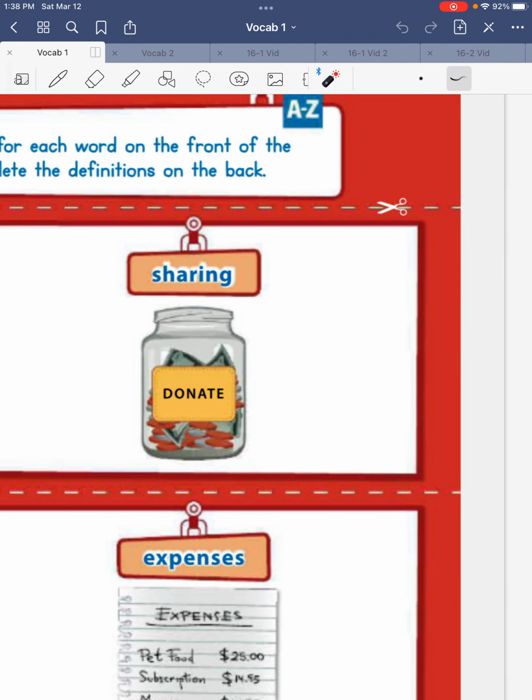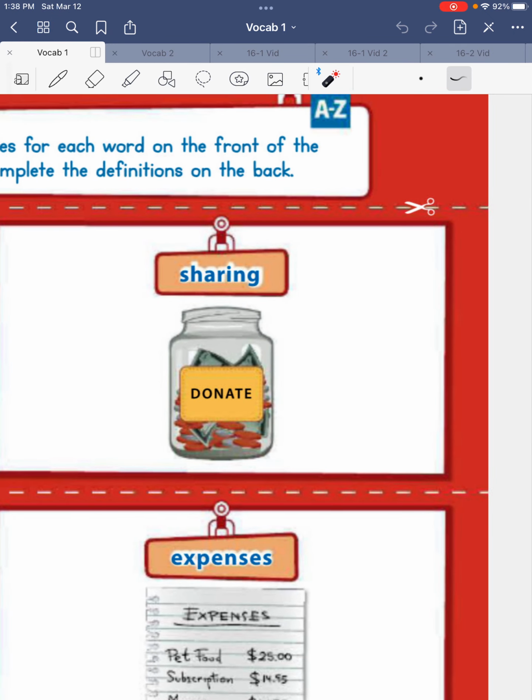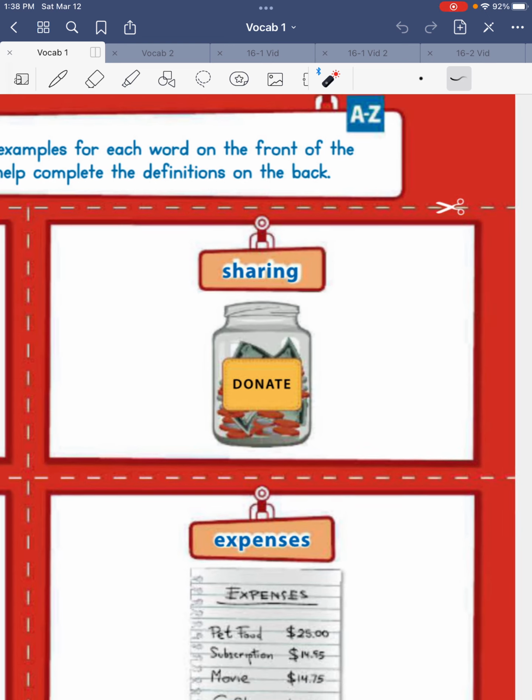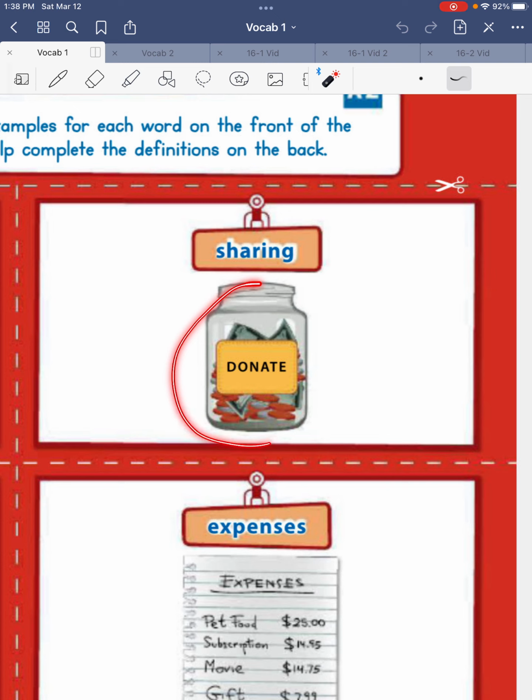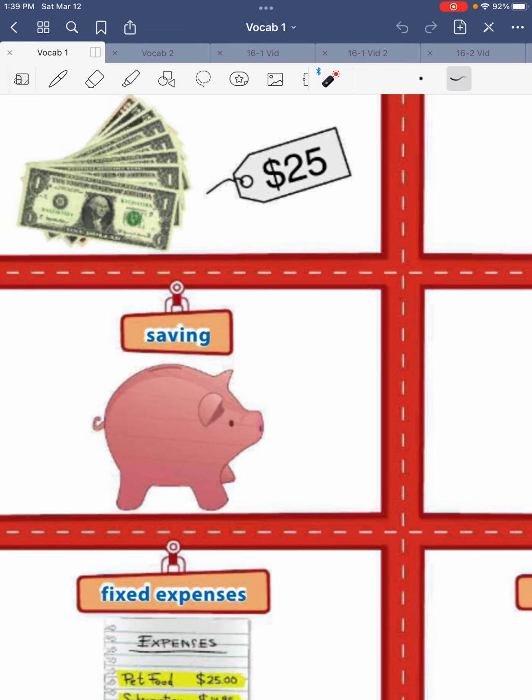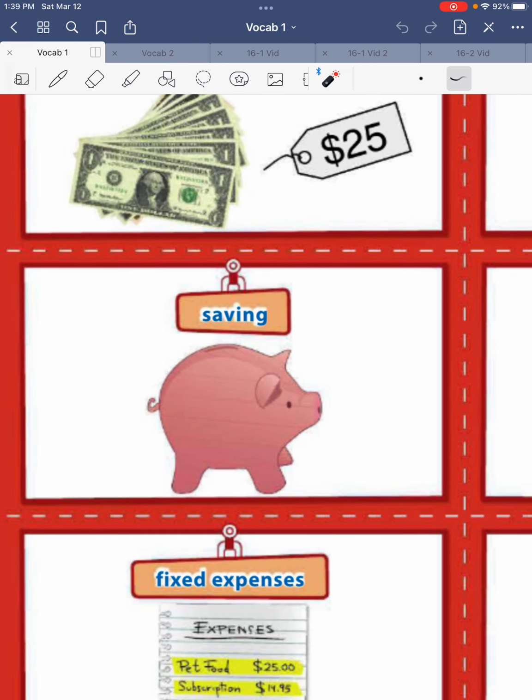Next one is sharing. So sharing is giving money to charity or other people. So you can donate money to charity. That would be considered sharing. Sharing can also be like, let's say your brother or sister asks for $10 and you give them $10. That's also sharing.